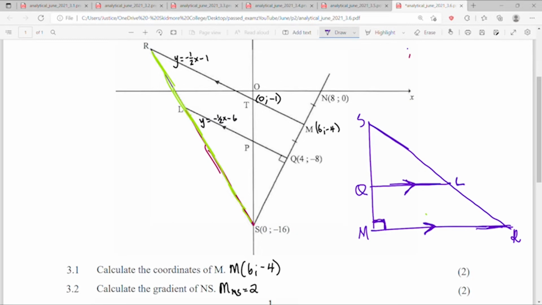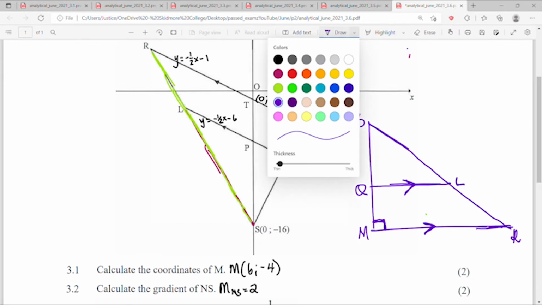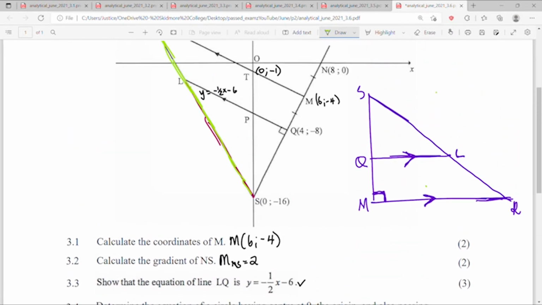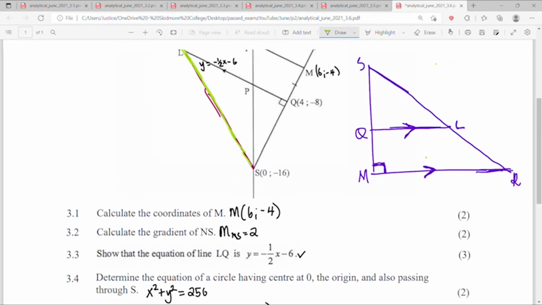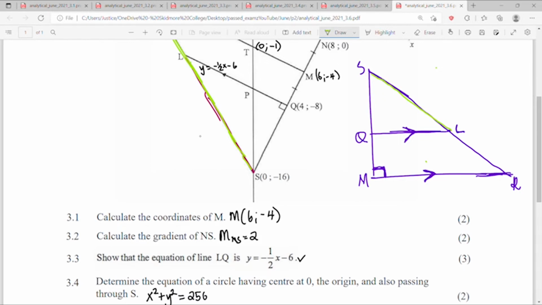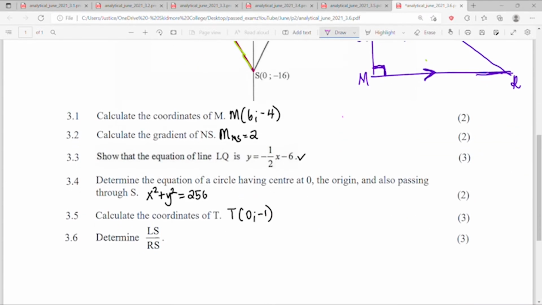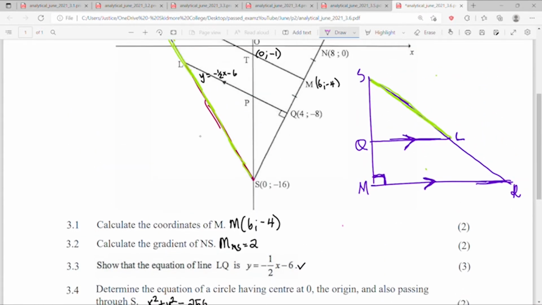This is what you should do in analytical geometry. Analyzing means this. Look at the shapes, turn them around if you have to, and do all that. So now you understand when they say, okay, find the ratio of LS, this one, over RS, the whole line.